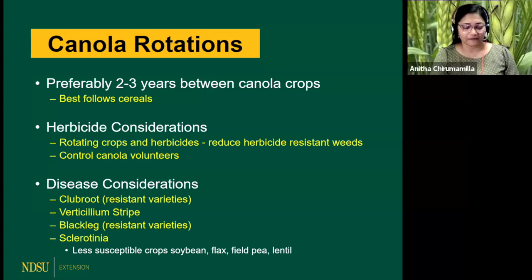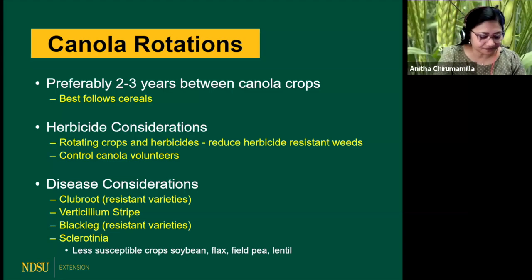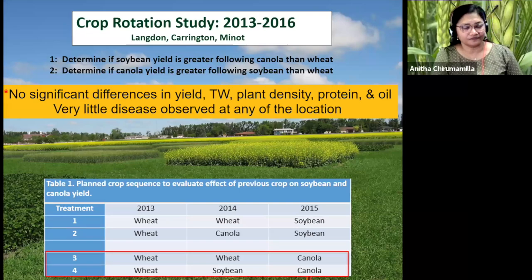Otherwise, following a close rotation with the same resistant varieties year after year would lead to situations like breakdown of resistance, just like we are seeing in clubroot.